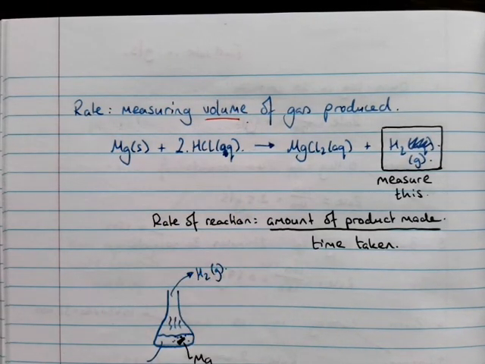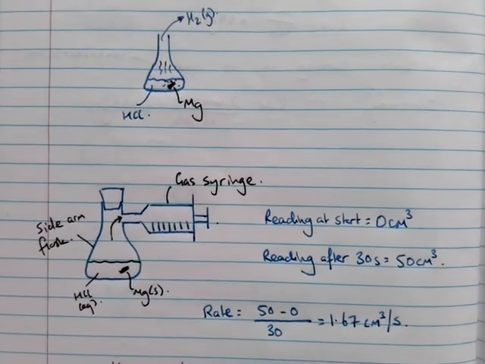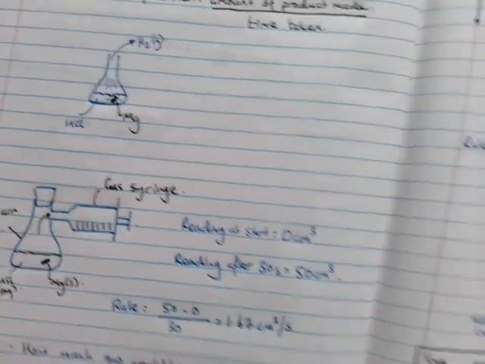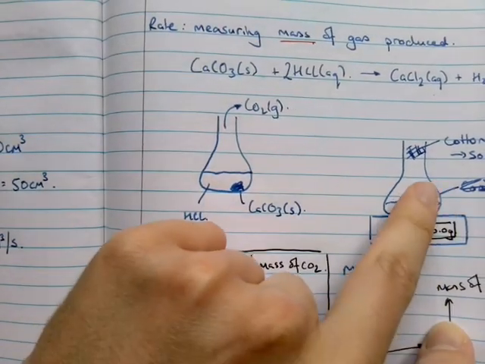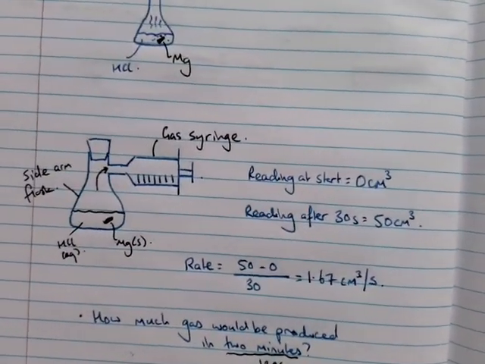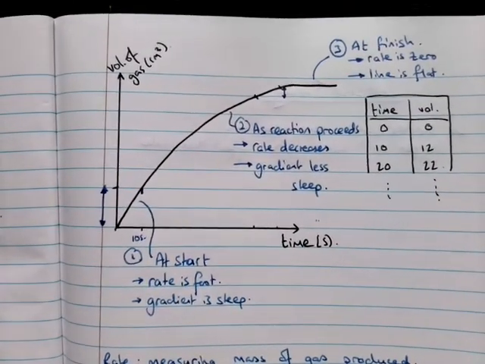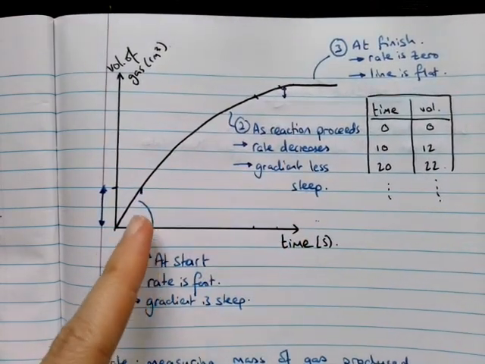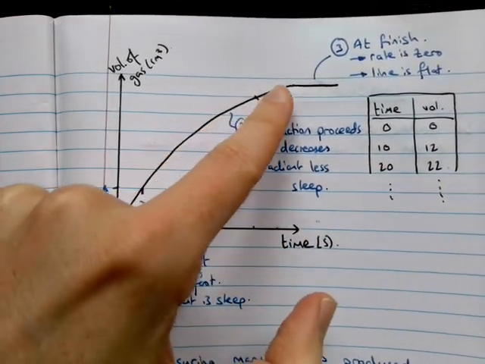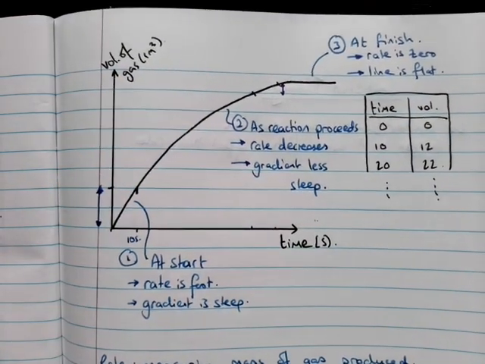Okay, so we talked about how we would measure the rate of a reaction by doing this kind of experiment, where we measure the amount of gas given off, or we might have measured the amount of mass lost. So this is the mass of the gas lost, and this is the volume of the gas lost. And we thought about how the rate might change as the reaction happens. So it will start off very quick, and then it will slow down, and eventually when the reaction finishes, there won't be any change in the volume of the gas given off.